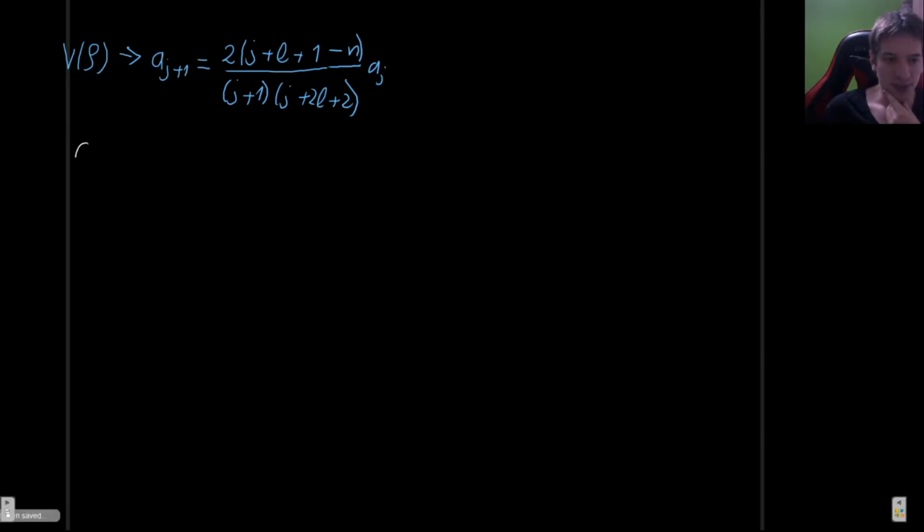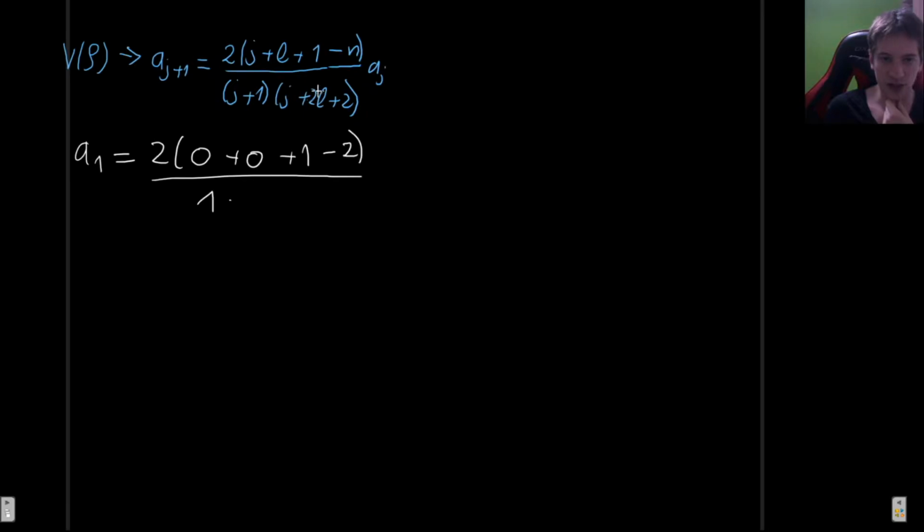Okay, so j equals 0 means that a_1 is going to be 2 times (j is 0 plus l, that is also 0, plus 1 minus n, which is 2). And this is going to be divided by 1 times (j is 0, this is 0, so 1 times 2). So this 2 cancels out this one, and then we have 1, this is times a_0. And then we get here just a minus 1, so we just get minus a_0. And as you can see, a_2 will just be 0, because this was the maximum value for j.